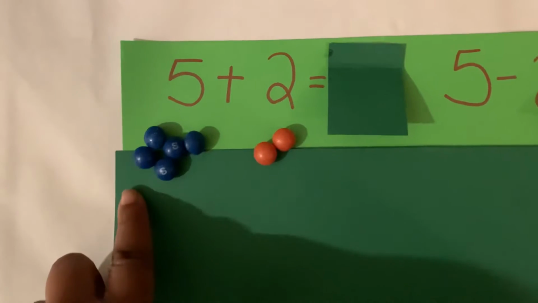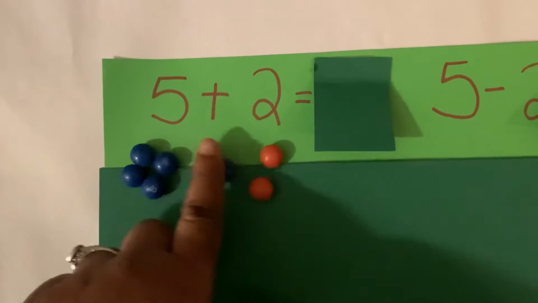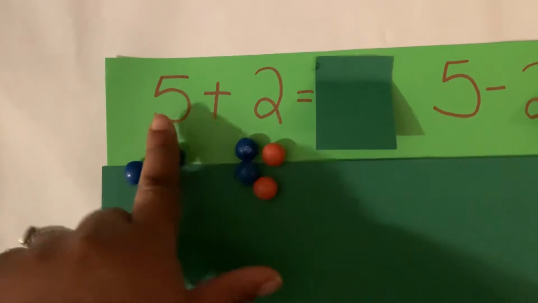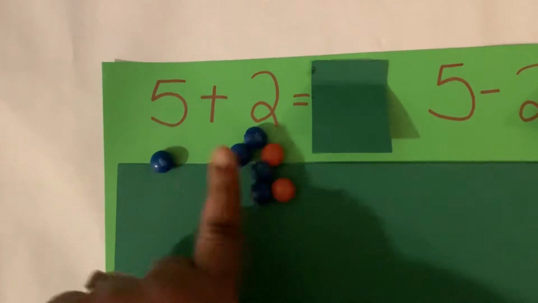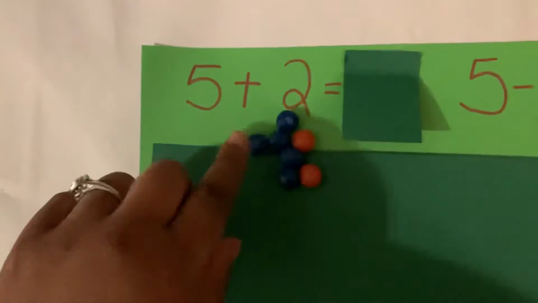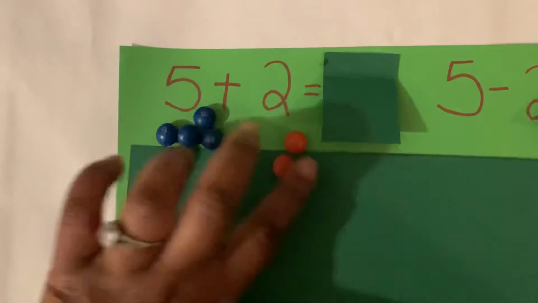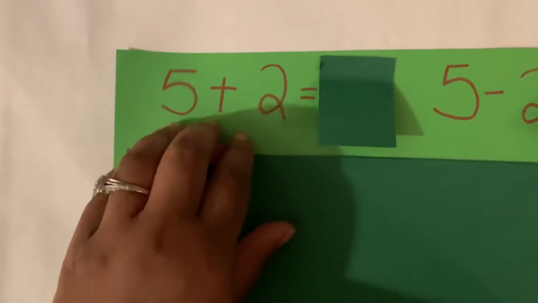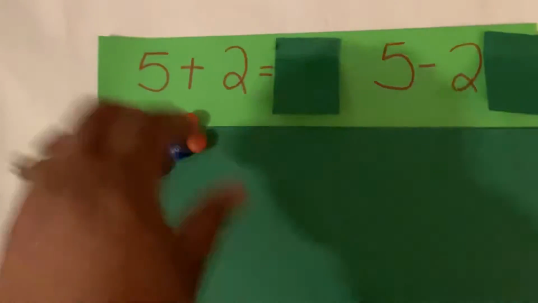So we have 5 blue and 2 pink. Let's add them. 1, 2, 3, 4, 5, 6, 7. So now we know that 5 plus 2 more gives us the number 7, guys. Good. Way to go, mathematicians.